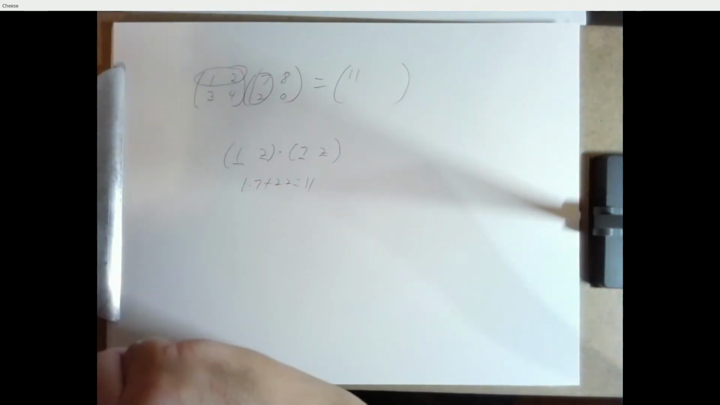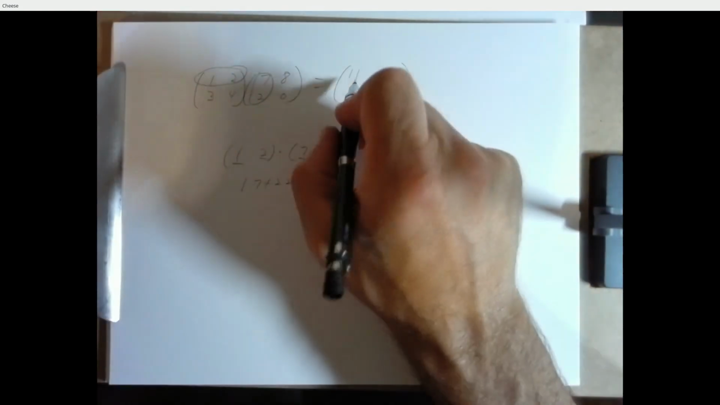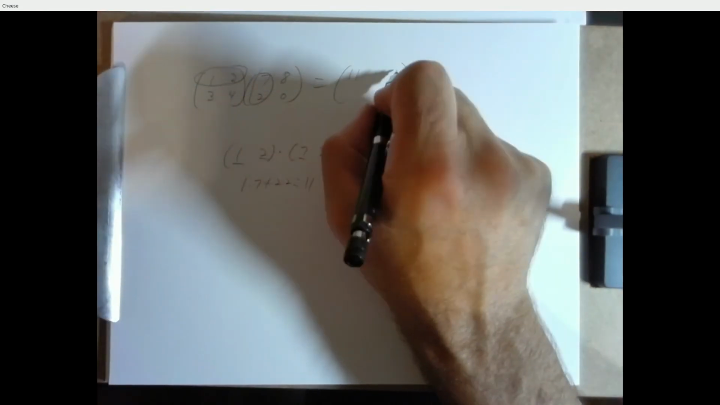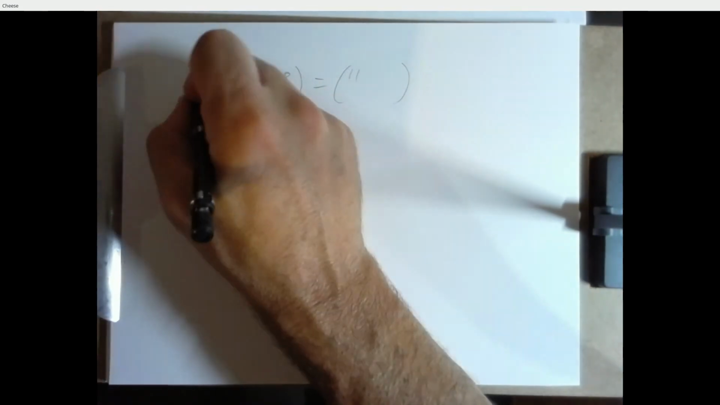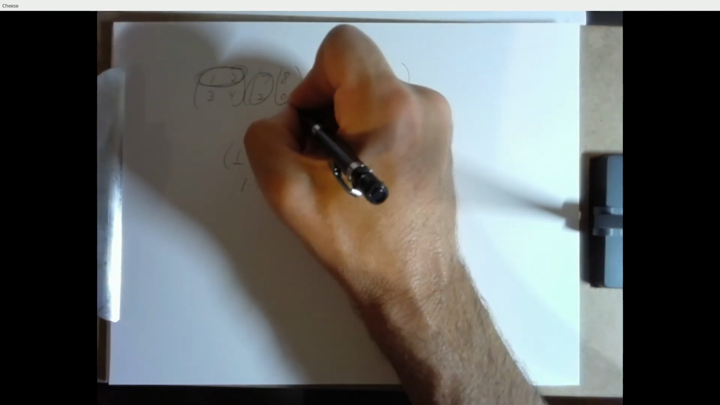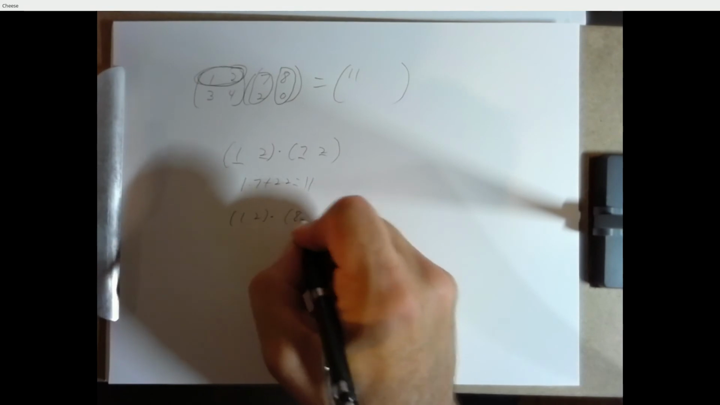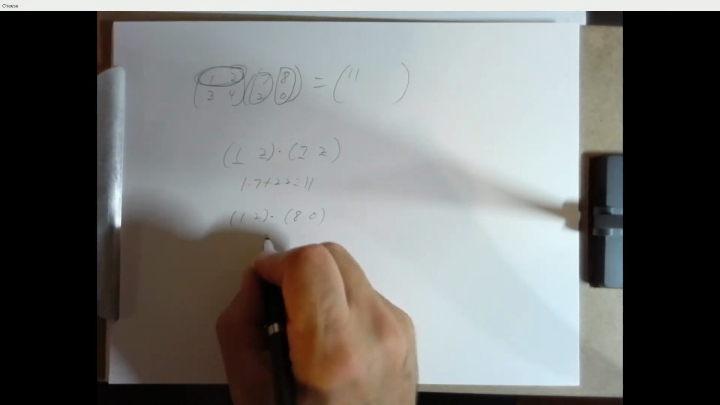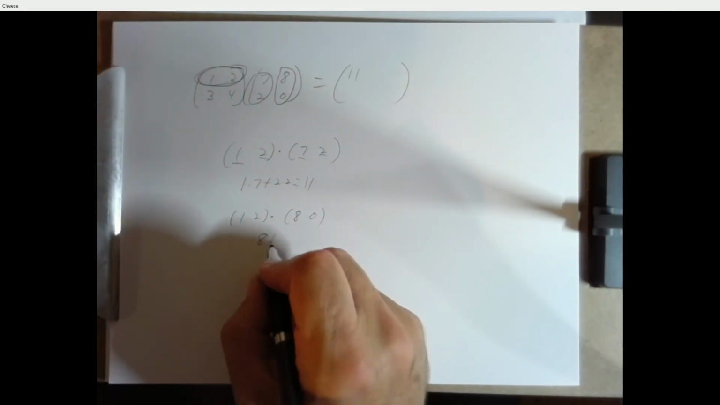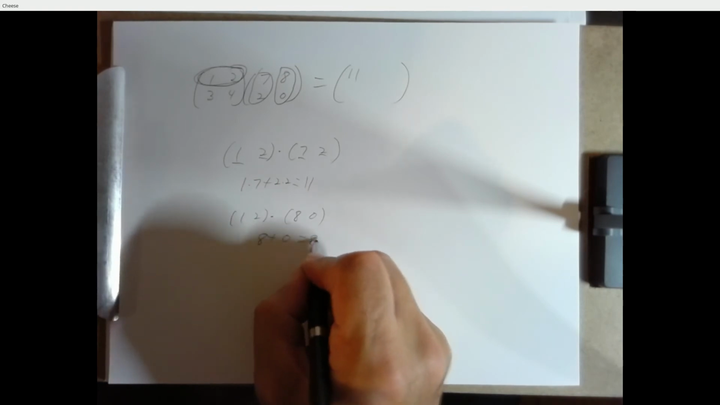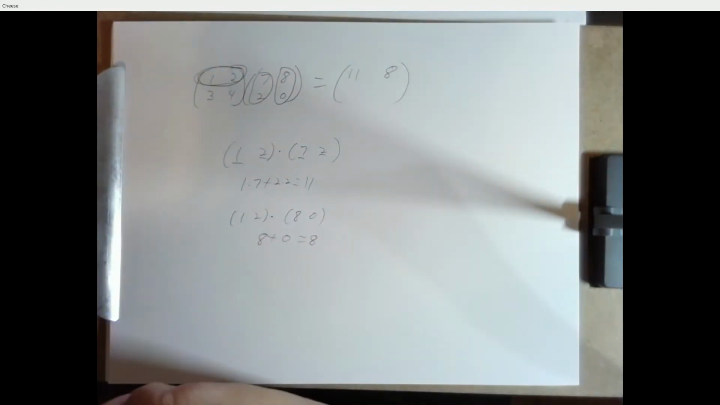So the upper left element of this product would be 11. To find the element in row 1, column 2, we take row 1 of this matrix, column 2 of this matrix, and we dot them together. 1, 2 dotted with 8, 0. So 1 times 8 is 8, 2 times 0 is 0. This is just 8, that's the element up here.